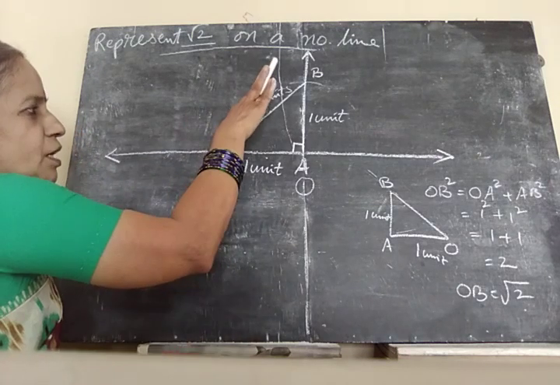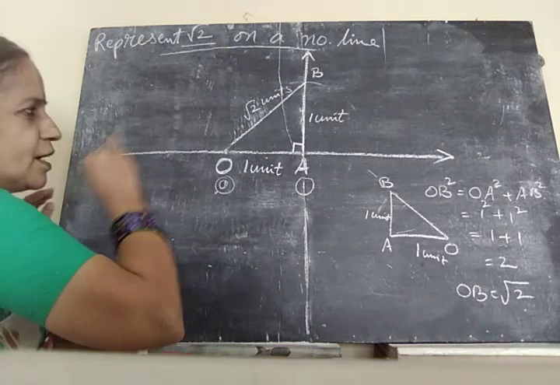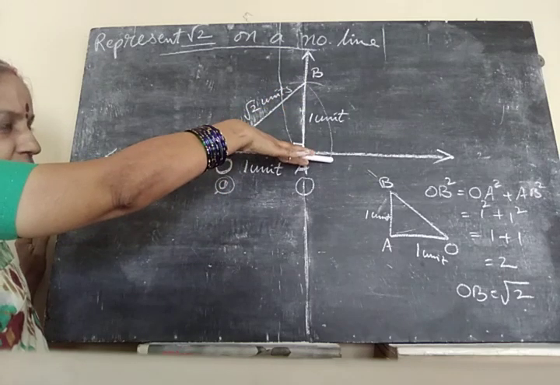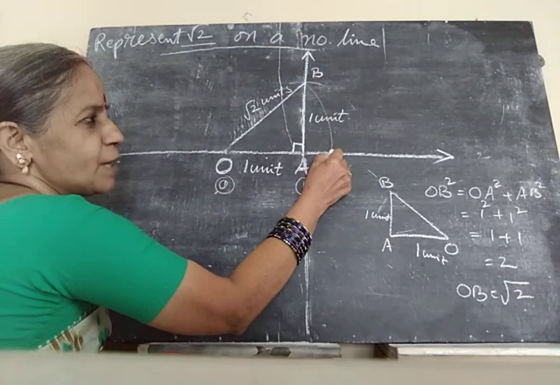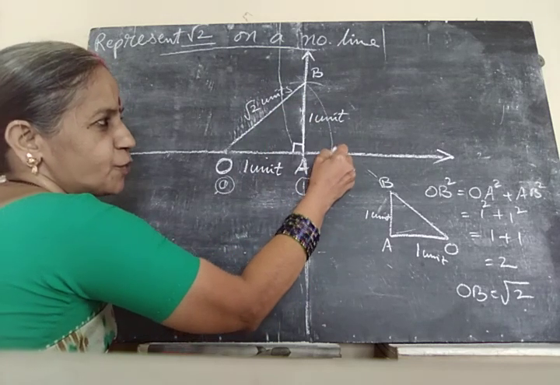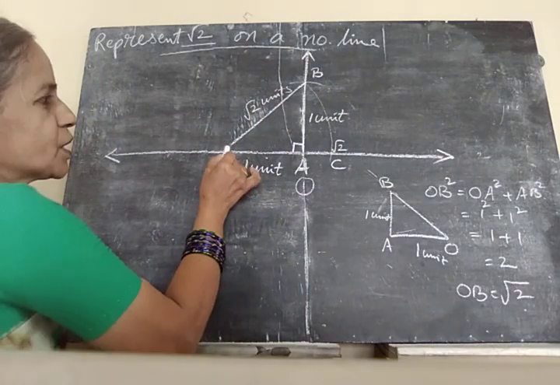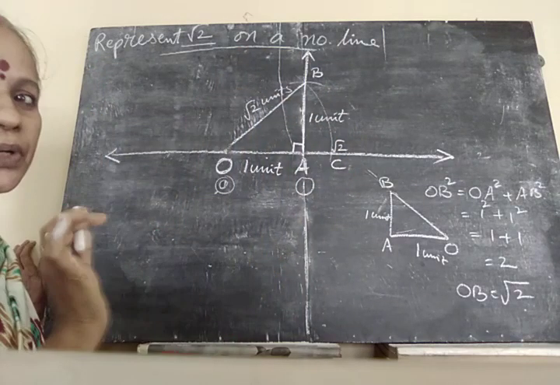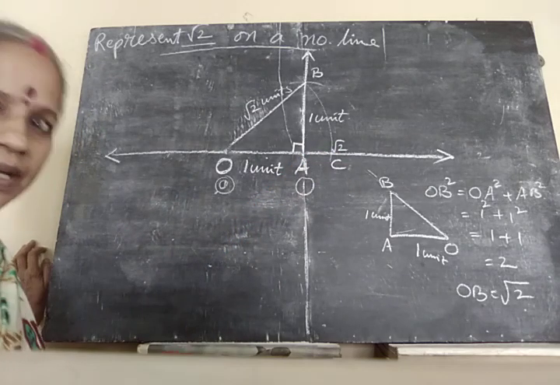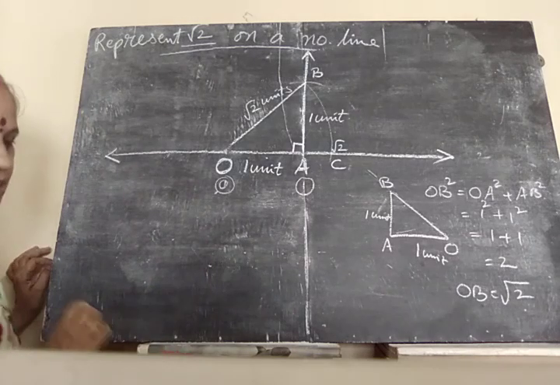Now, with OB as radius, draw an arc and cut the number line at a point. Let this be C. Now, this is the position of root 2 on the number line. Understood, children? OC is root 2 units. So this is the position of root 2 on the number line. Clear? Now, root 3, how to represent?